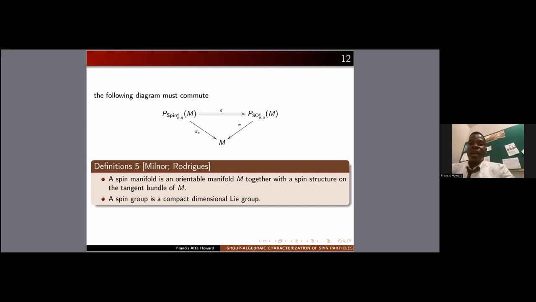We have that the spin frames move to the special orthogonal group frames, which also maps to the base, that is the Riemannian manifold M. This structure is what helps us to see the bundle on a particle, or the spin structure of a particle. So Lawson and Michelsohn also considered a definition saying that a spin manifold is an orientable manifold M together with a spin structure on the tangent bundle of M. Now, a spin group is generally defined to be a compact Lie group because of its association with the special orthogonal groups. Now, we move on to the spin Lie groups.